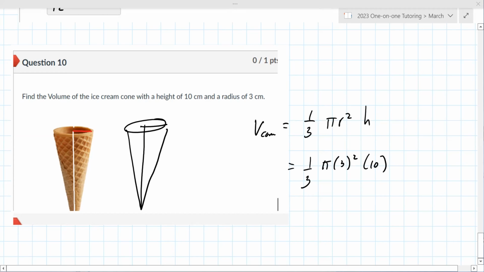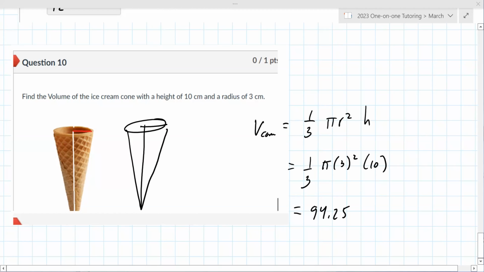Let me know when you've got a number there for us to look at. I got 94.25. Yes. Are you entering these as we go? Yeah. Okay, all right.